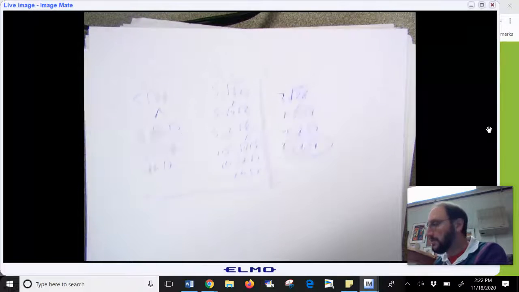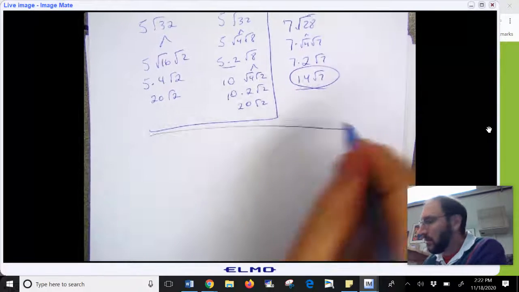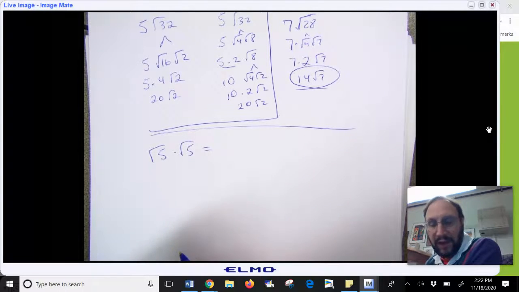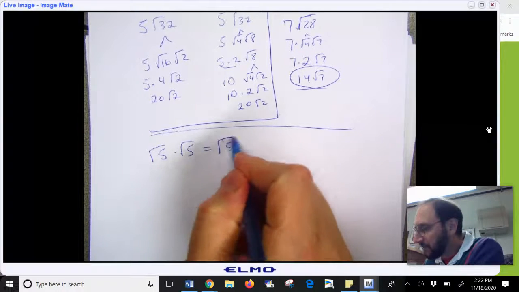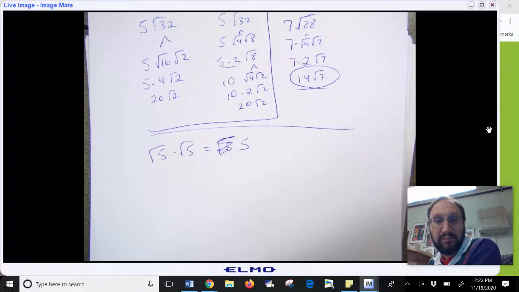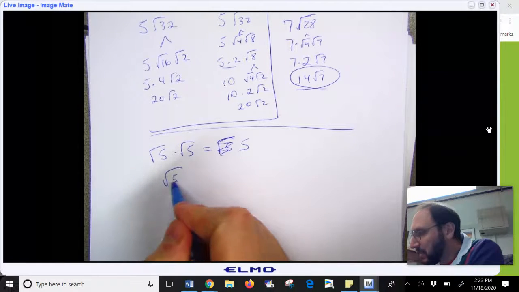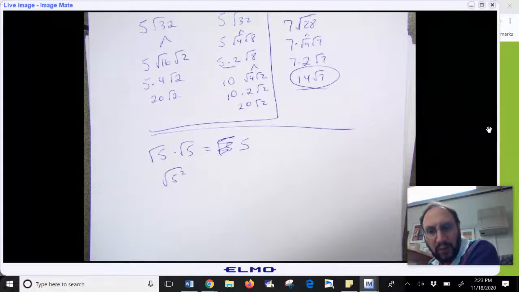And the next problem that we had was this, square root of 5 times the square root of 5. The square root of 5 times the square root of 5 is 5. Not with a radical. It's the square root of 5 times square root of 5 is the square root of 25, which of course is just 5. It's because that's the same as the square root of 5 squared. You see, the square root undoes the square.